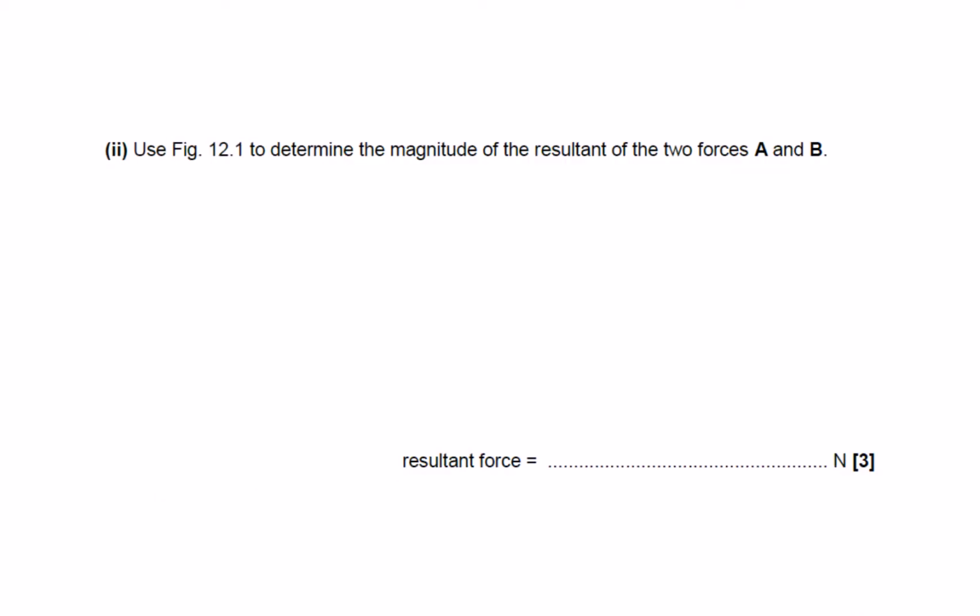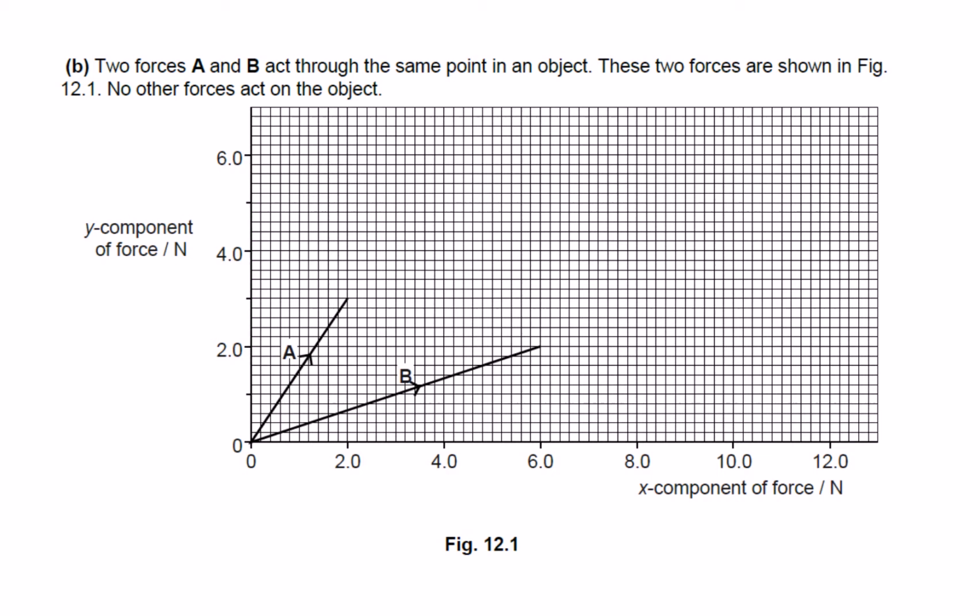Let's move on to part two, which is now saying use the figure to determine the magnitude of the resultant of these two forces A and B. The magnitude of the resultant force is when we add these two forces together. So if we come back to the graph, we've got forces A and B and we want to add them together. When you add forces, you need to draw them out tip to tail, so we can still use this graph, which is why it's given you all of this extra space to play around with.